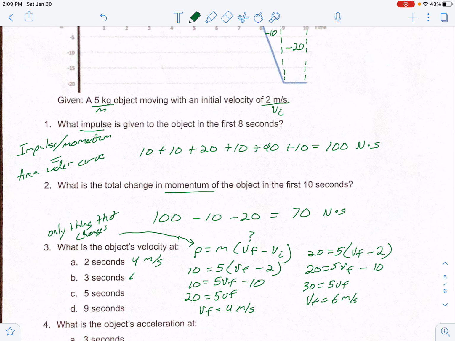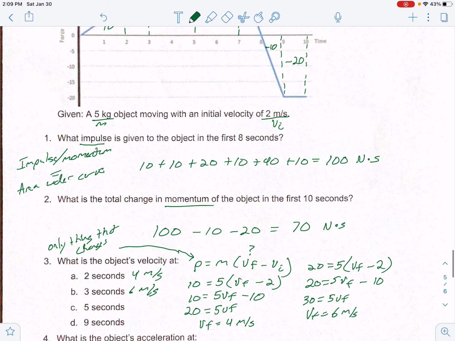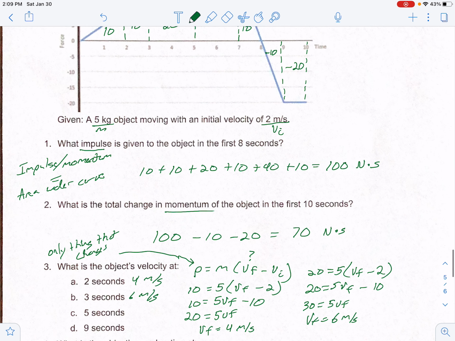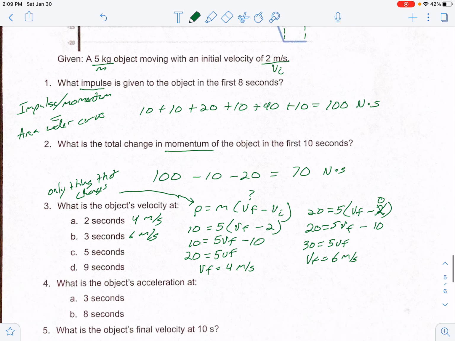That's it. So I don't have to do all of these, but you kind of get the point now. So just add up the area under the curve until the time they told you, and set that as P, and then you know mass, and if we give you initial velocity, just plug it in as VI. If you're starting from rest, this 2 wouldn't be here, so you would just put 0. So it would just be 5 VF. So that's how you find velocity on this graph.